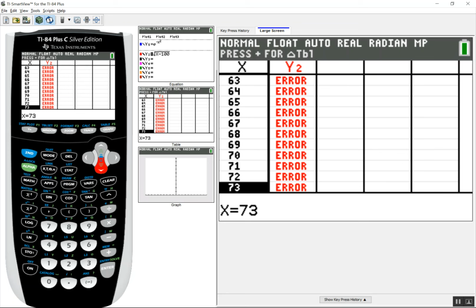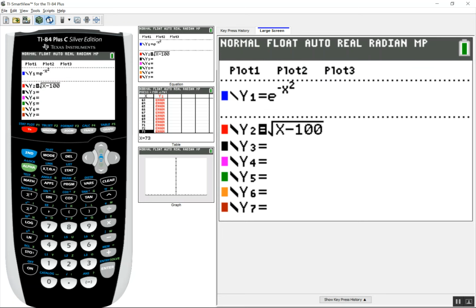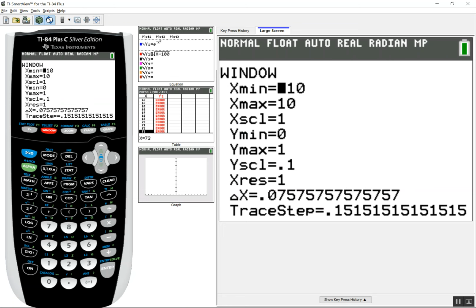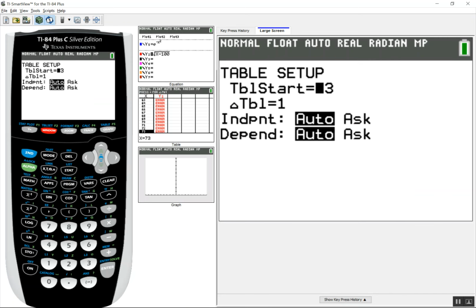And so if you know something about the function, then maybe you can make a reasonable guess. And in fact, that's what we do. We know something about the square root of x minus 100. Well, everything under the square root has to be positive. So these values of x have to be greater than 100. So if we go to table set, I'm just going to turn the table start to, let's say, 90.